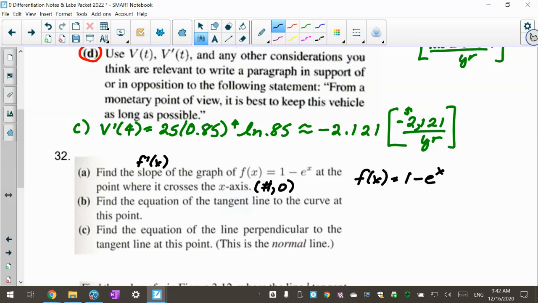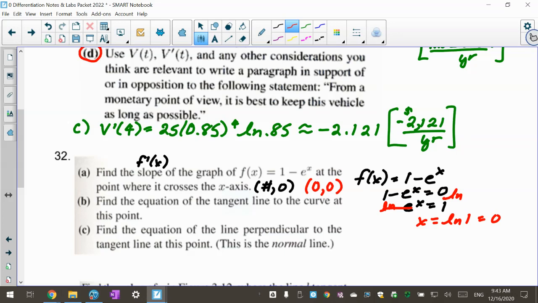So if I put this equal to 0, 1 minus e to the x equals 0, and I solve for this, e to the x is going to equal 1. If I natural log both sides, natural log of e is 1, so I have x equals the natural log of 1, or x equals 0. So we're talking about the point (0, 0), okay? So that, I know. Now it says, find the slope of the graph at the point.